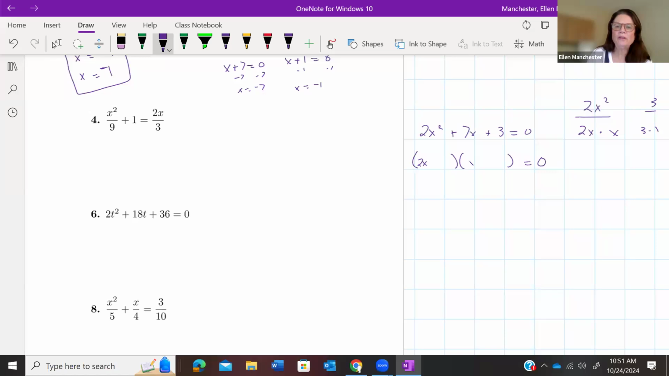I know the first position is going to be 2x and x. Now I just have to arrange my 3 and 1. I want it to equal 7. So if I do 3 out here and 1 here, I get 6x plus 1x. There's my 7x.